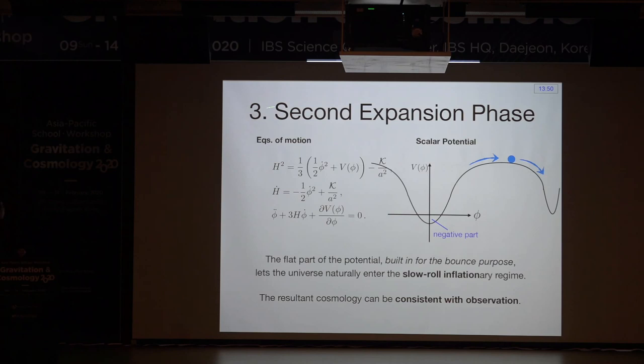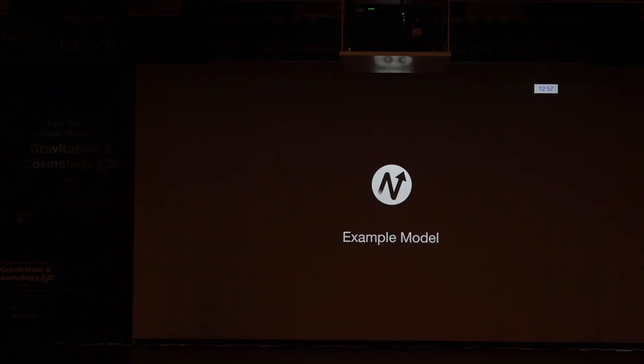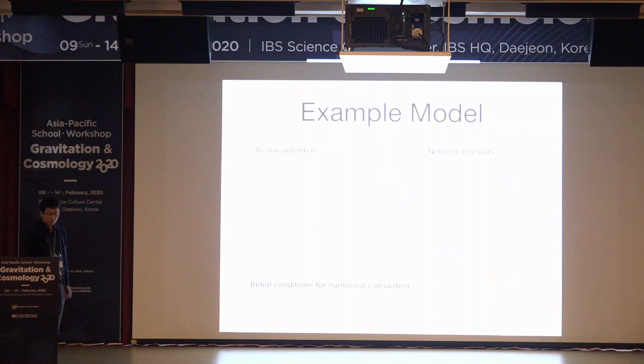But note that we assume the flat part of the potential for the purpose of the balance. And this same ingredient naturally lets the universe enter the slow-roll inflation regime. So this is not an extra assumption, but the same setup. Of course, we need to assume this plateau part is sufficiently long, so that inflation can last sufficiently long. Then it can be consistent with our observations, if this negative minimum has a positive, tiny cosmological constant. So even though the cosmology is very non-trivial, it can be consistent with observations. So now let's discuss a concrete numerical simulation. This is the scalar potential I assumed.